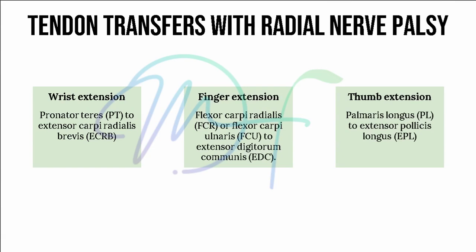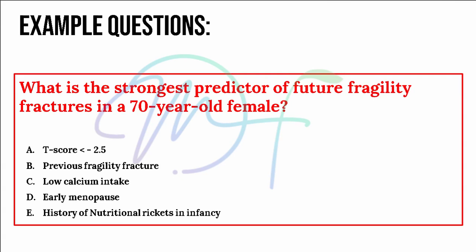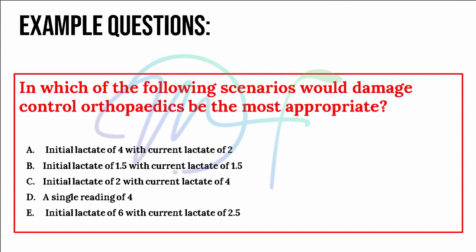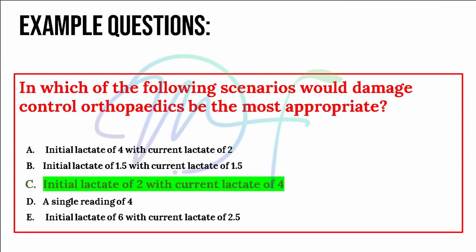An example question: what is the strongest predictor of future fragility fractures in a 70-year-old female? The answer is previous fragility fracture. Another example question: in which of the following scenarios would damage control orthopedics be the most appropriate? The answer is initial lactate of 2 with current lactate of 4.